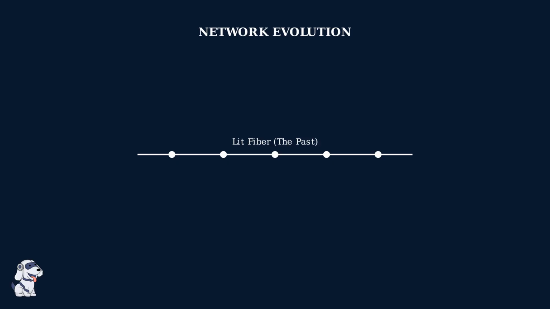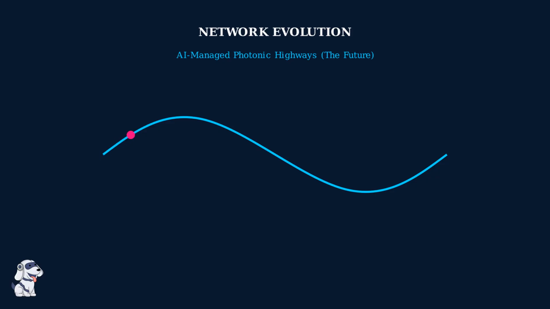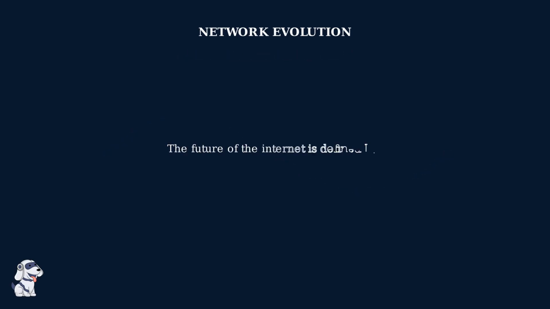The history of fiber optics began with simple lit fiber, serving as a static bridge for data transmission. We have transitioned into an era of AI-managed, programmable photonic highways, where light itself is actively routed and optimized in real time. Ultimately, the future of the internet is defined by how effectively we can manipulate light, turning the fiber backbone into a living component of AI infrastructure.